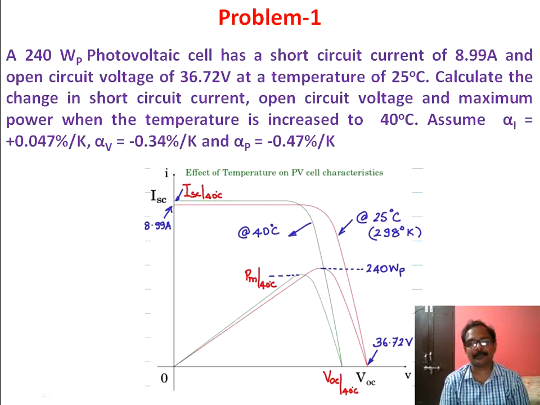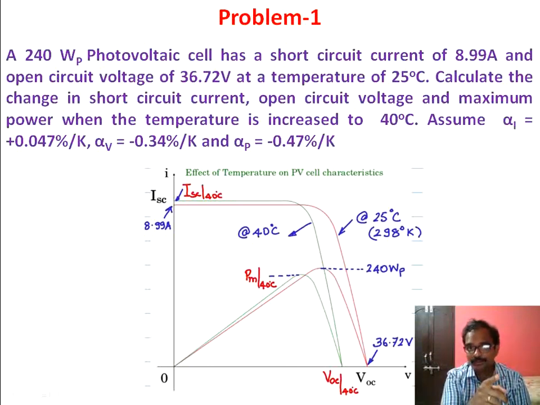These are the three values which are given in the problem itself. 240 watt peak is the maximum power, 8.99 amperes is the ISC and 36.72 volts is the VOC at 25 degrees centigrade. Now they are asking us to calculate the value of ISC, VOC and PM at 40 degrees centigrade. Now let's draw the IV characteristics and PV characteristics of a solar cell at 40 degrees centigrade. At 40 degrees centigrade, ISC increases. ISC at 40 degrees centigrade is more than the ISC at 25 degrees centigrade. Therefore, ISC is increased. What is the increase in the value of ISC at 40 degrees centigrade? We need to find out.